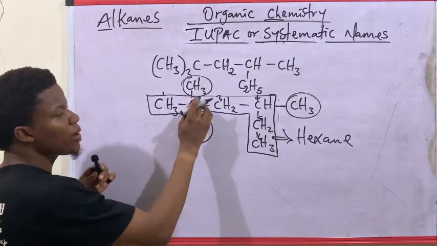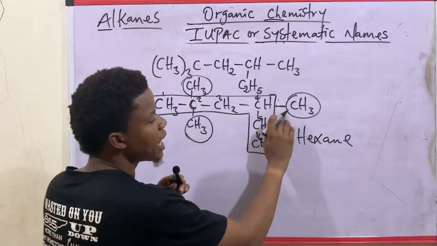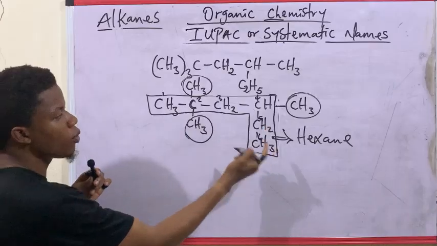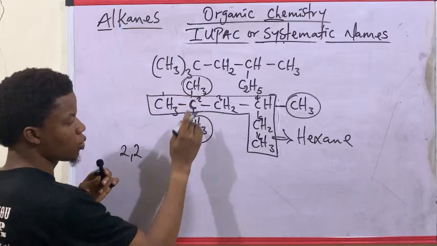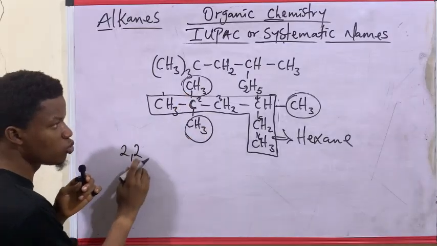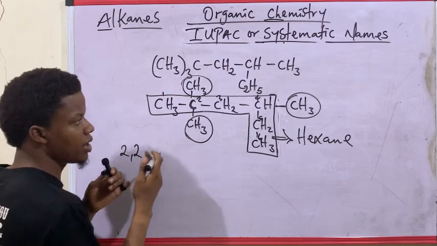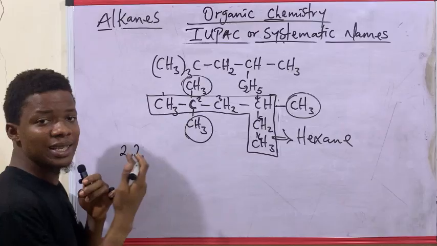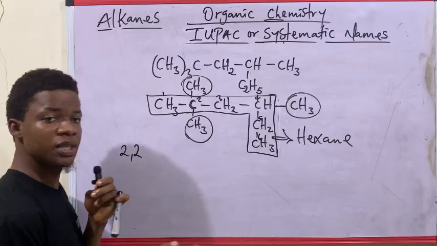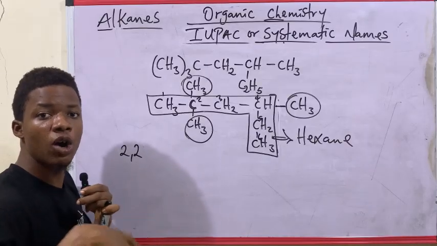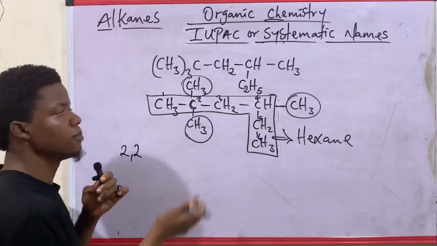So it means that we have 2 methyl groups on carbon 2 and one methyl group on carbon 4. So the name of this becomes what? 2 2, because you have two methyl groups on carbon 2. Then you also have another methyl group, so they are together. Why did I say they are together? Because this is a methyl group, this is a methyl group, this is a methyl group. So the three of them are methyl groups. So just combine all of them together because they are of the same kind. So 1 2 3, methyl methyl methyl.